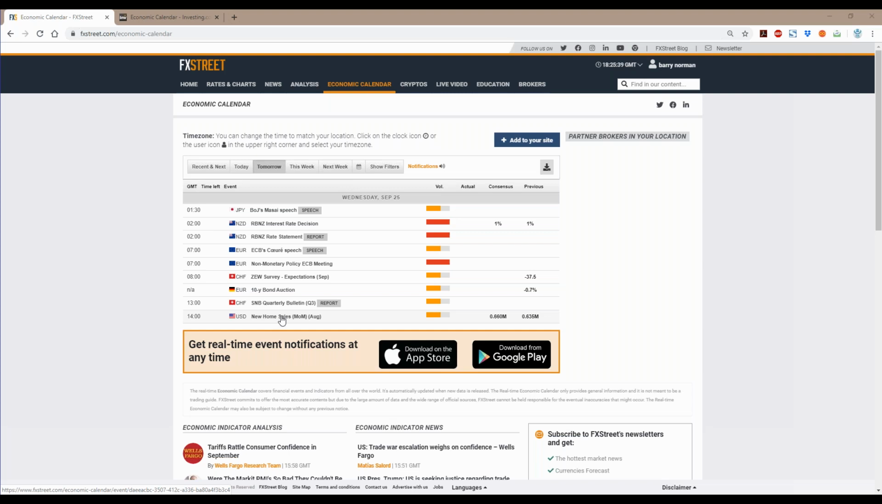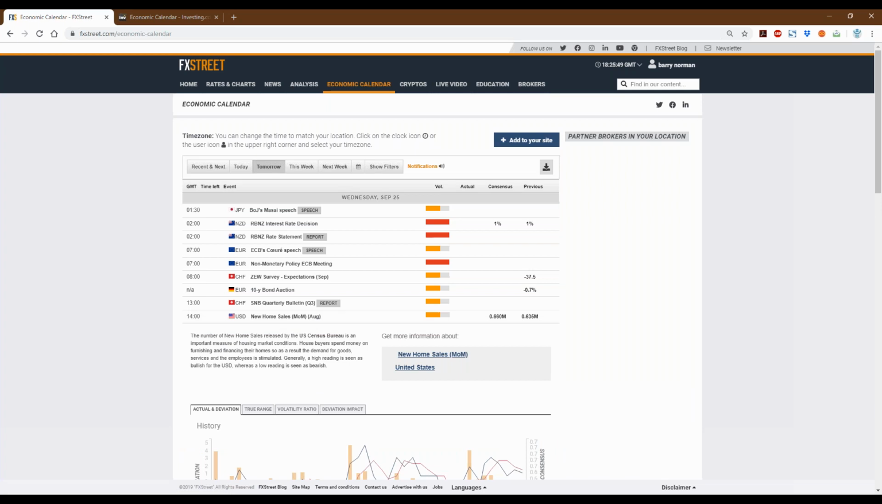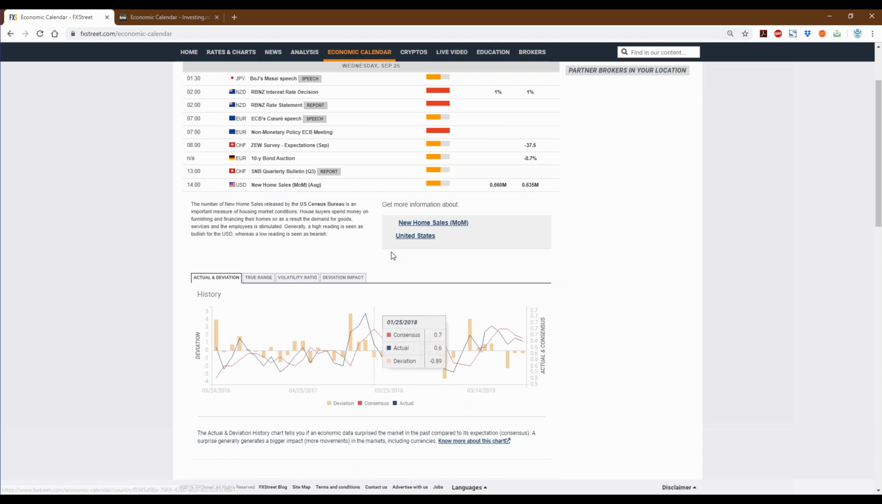But again, if you click on the event on any of the sites, there you're going to have a box, a link, a way to click, and you can open up the event, and it's going to explain to you exactly what it is. The number of new home sales released by the U.S. Census Bureau is an important measure of housing conditions. If you want more information, get it over here, and if you want to see the actual event, you can click on there and actually see the actual data release. Believe me, once you've seen one of these reports, you never want to go back to them. And they just go on and on and on.